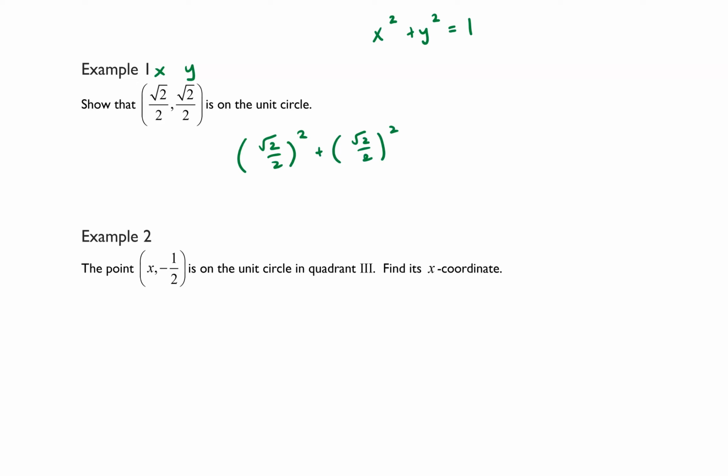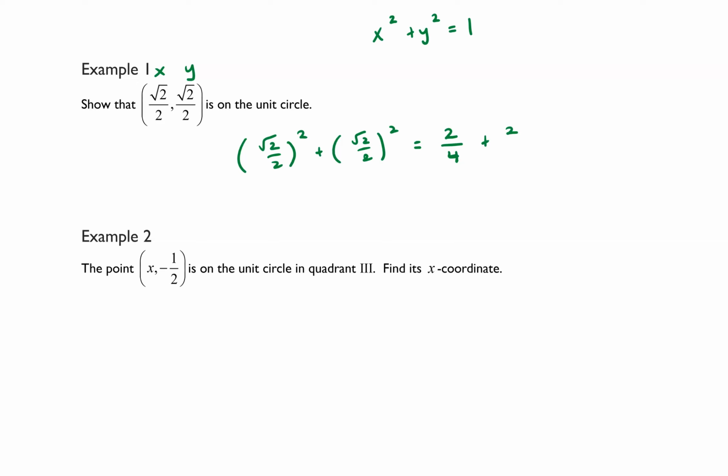And if it is on the unit circle, then when we simplify this expression, it should come out to be 1. Let's see if that happens. The square root of 2 squared is 2. And if we square 2, that's going to make our denominator 4. And then same thing with the other one.